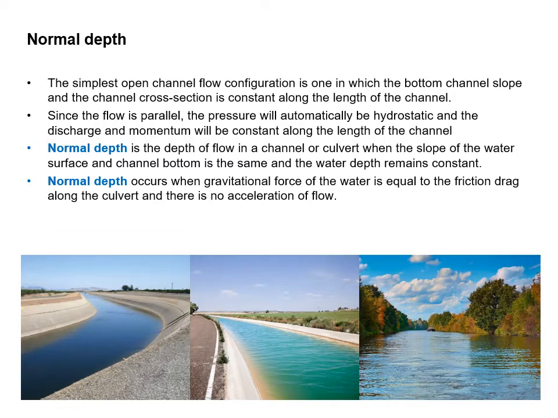So the simplest open channel flow configuration is one in which the bottom channel slope and the channel cross-section is constant along the length of the channel. And since the flow is parallel, the pressure will automatically be hydrostatic and the discharge and momentum will be constant along the length of the channel. So normal depth is the depth of flow in a channel when the slope of the water surface and the channel bottom is the same and the water depth remains constant. The normal depth occurs when gravitational force of the water is equal to the frictional drag along the culvert and there's no acceleration of flow.